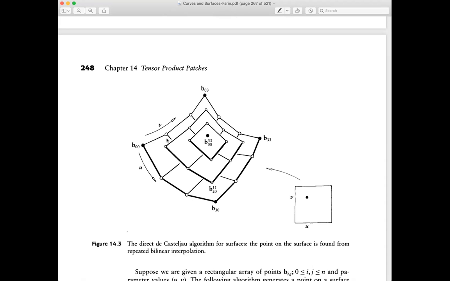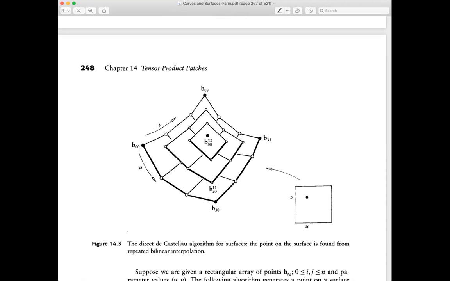You can interpolate two points or one line. But for the surface, you iterate 1, 2, 3, 4. You get this point. And in order to get this point, you can interpolate 1, 2, 3, 4, four points at a time. And if you want to get this point, you interpolate 1, 2, 3, 4. So you reduce from four points into three points.